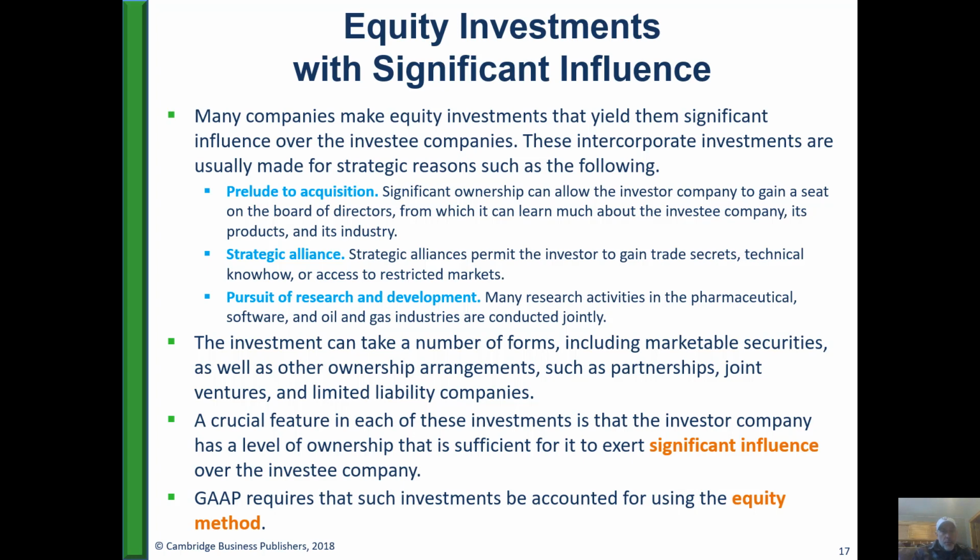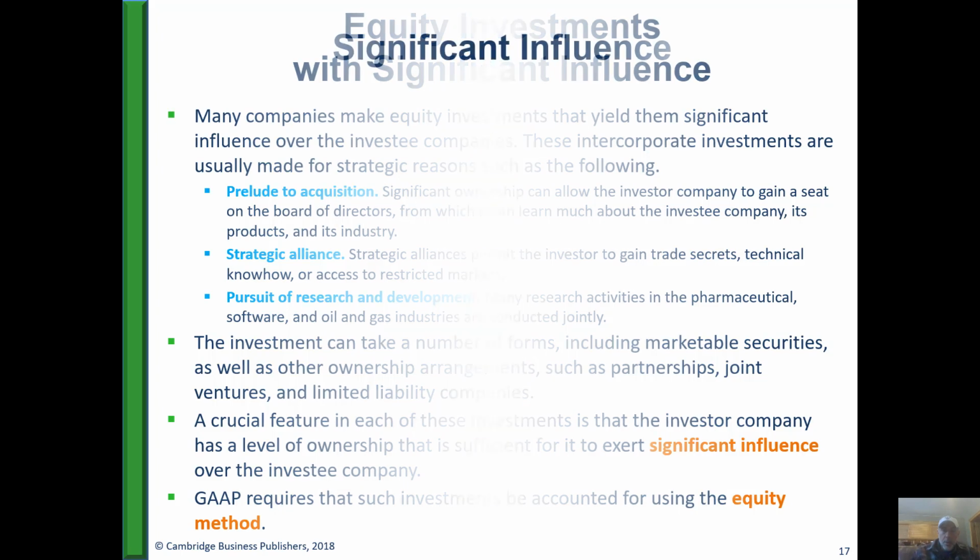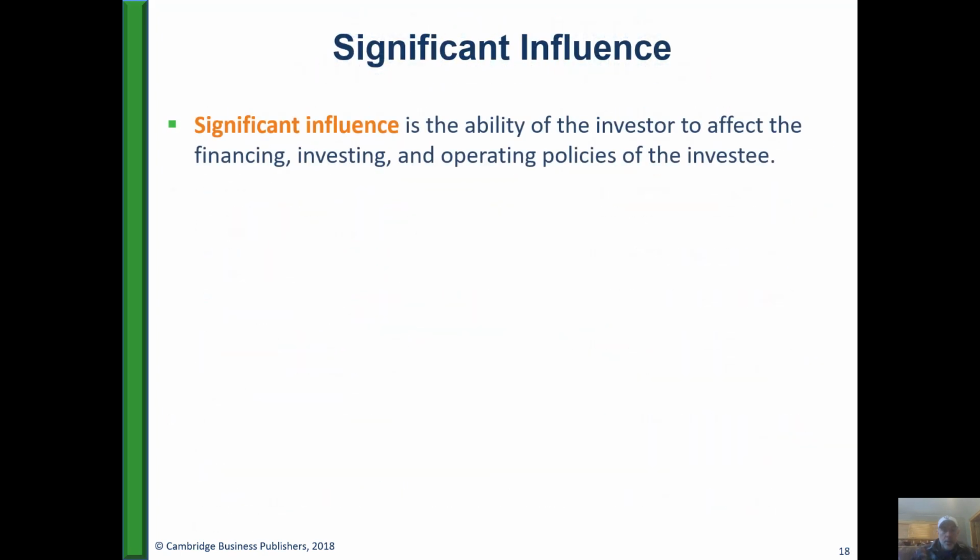And oftentimes you see this as a prelude to acquisitions or a strategic alliance or pursuit of research and development. It can take a number of different forms, but what you need to remember about this is that it is between 20 and 50%, and that we're going to use the equity method of accounting. And let's look at an example of that.